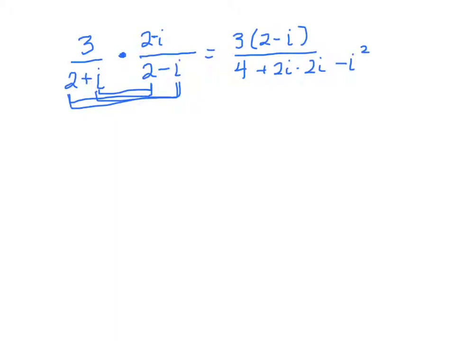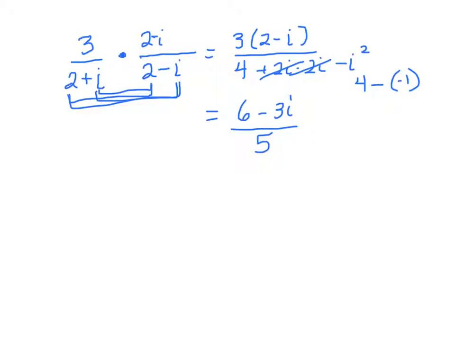All right? So these middle terms are always going to cancel. If you multiply anything times its conjugate, you're going to end up with 2 terms, because the middle terms are always going to cancel. It's the reason you're doing it. So on the top, I've got 6 minus 3i, and then on the bottom, I've got 4 minus a -1, which is positive. So this will be over 5.